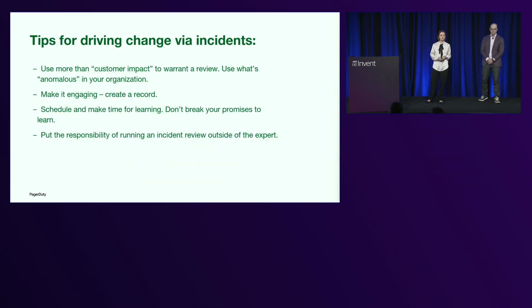So some tips are: use more than customer impact to warrant a review. Look at what's anomalous in your organization. Did you have 30 people join this Slack channel and only 3 people were responding? Is that weird for your org? Did it happen in the middle of the night? Is that anomalous for your org? Think about what is bizarre and unique for your organization and use that to retrospect.